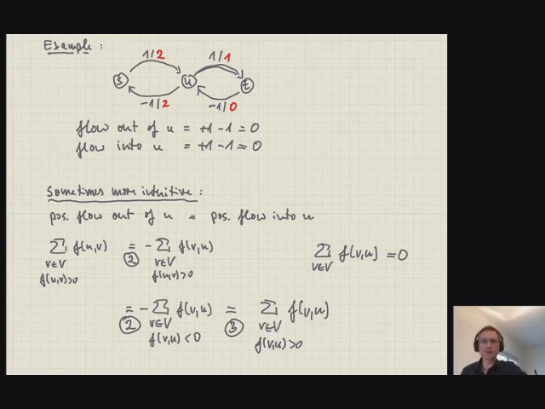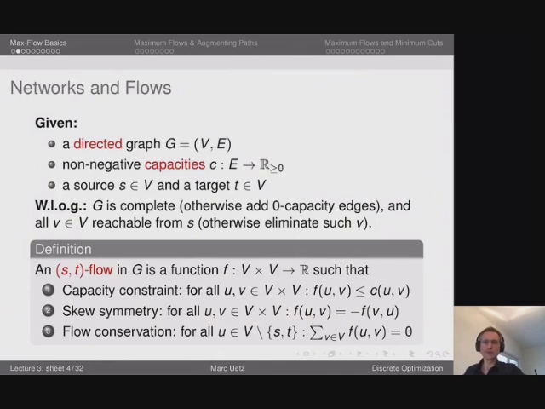Notice that flow conservation is a constraint that has to hold for all the vertices in the graph, but of course except the source and the target vertices. Since we want to send flow from S to T, these two vertices S and T are not fulfilling the flow conservation constraint. Okay, so we have defined what a flow in a network or in a directed graph actually is. It has to fulfill capacity constraint, skew symmetry, and the flow conservation constraint.